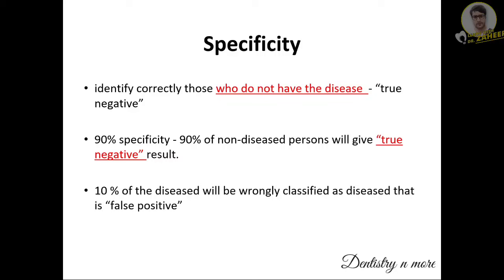Any test is measured by these two values, sensitivity and specificity. If you take any test, they will mention its sensitivity and specificity. So the perfect test is 100% sensitive and 100% specific. That is very rare.